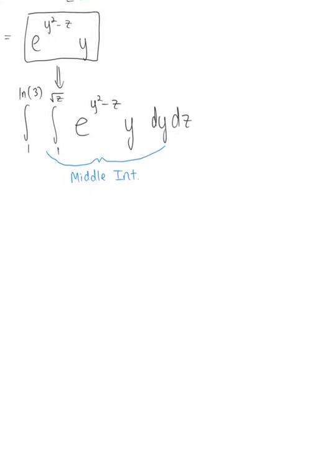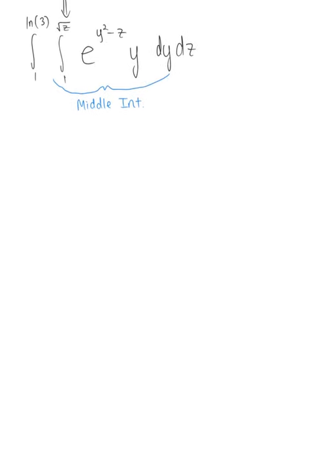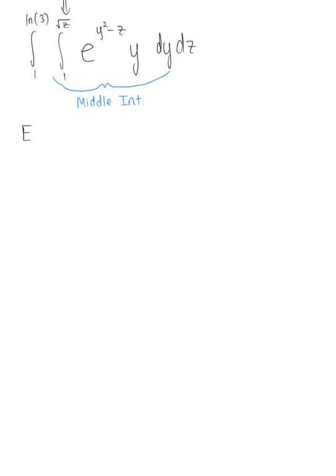Let's give ourselves plenty of room. We're going to pull that out and evaluate the middle integral with respect to y. This is the integral from 1 to the square root of z of the natural exponential raised to the y squared minus z times y dy. Looking at this integral, we realize that we're going to need to use u substitution.